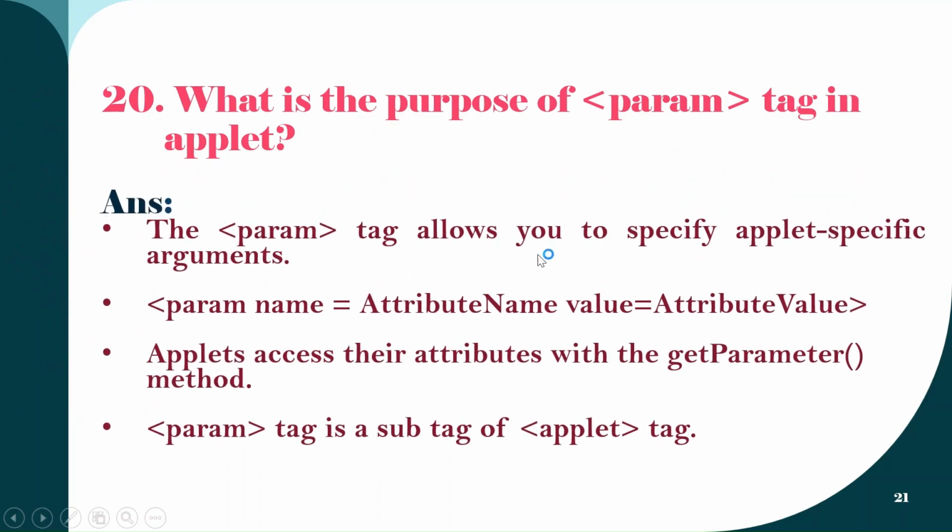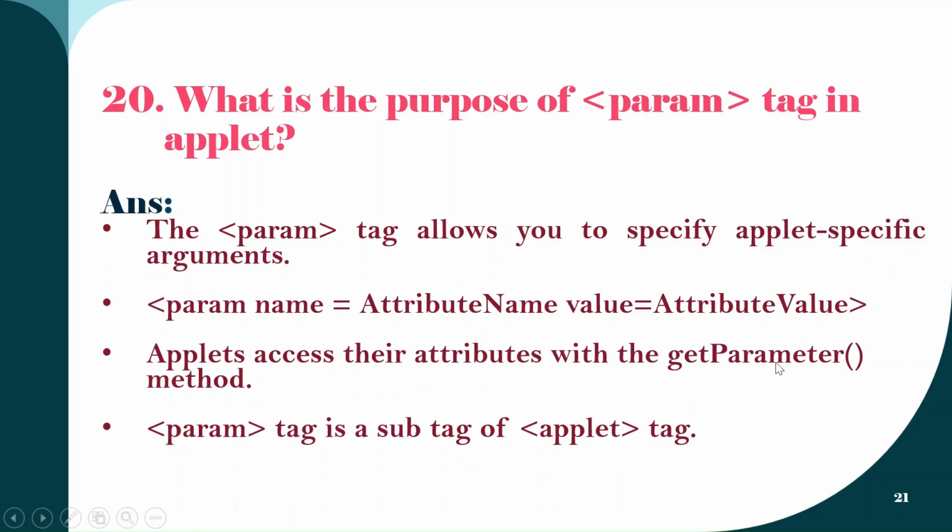The param tag allows you to specify applet-specific arguments. So if I want to pass some parameters as arguments for an applet application, then I can use the param tag. And here the param tag will hold two attributes: one is name and one is value. So this attribute name and attribute value, you can decide.